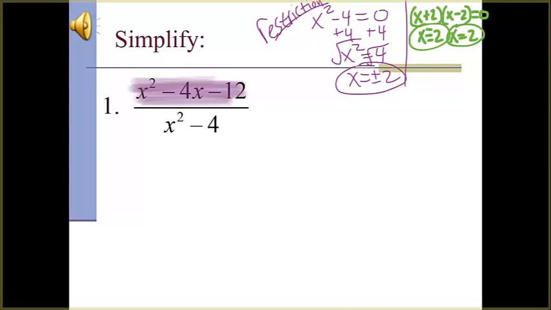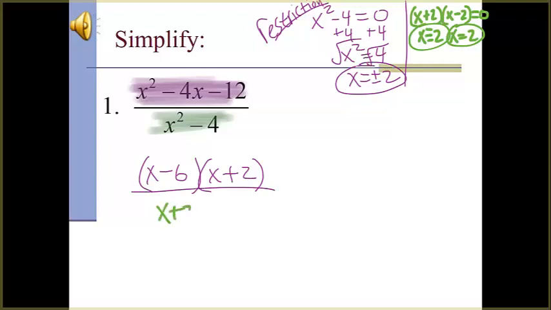So I'm going to do that. Two numbers that multiply to give you negative 12 and add to give you negative 4 are going to be x minus 6 and x plus 2. And now you have your other separate problem, which is the bottom. That is a difference of squares. So the bottom part here is going to factor into x plus 2, x minus 2.